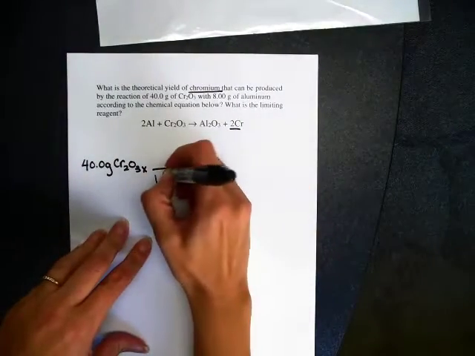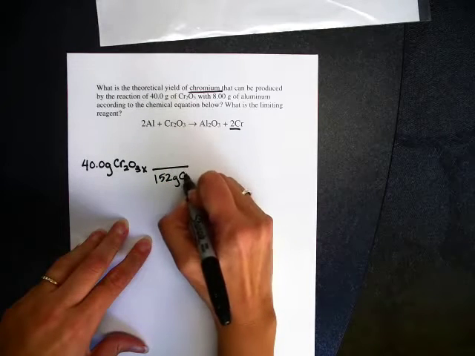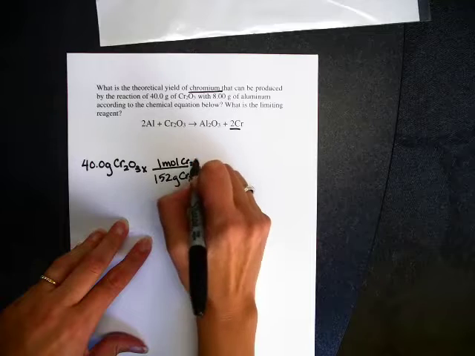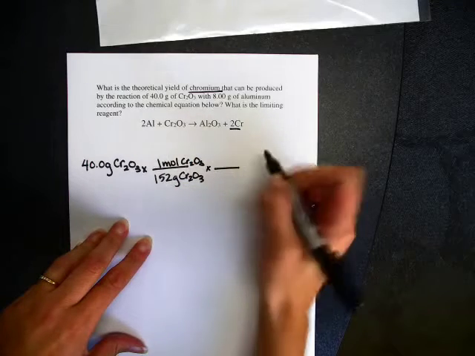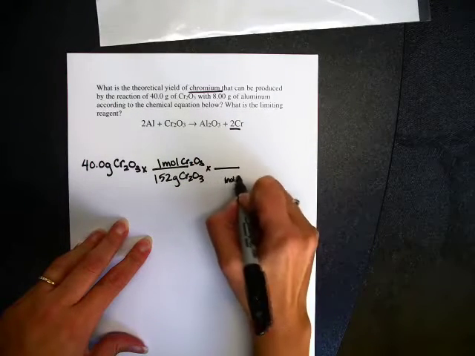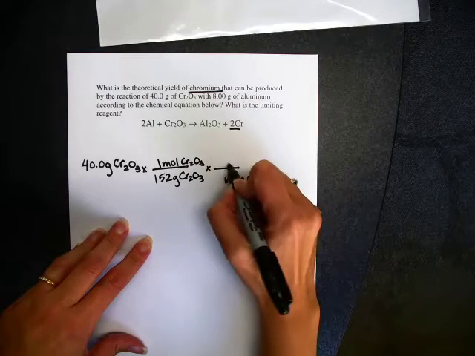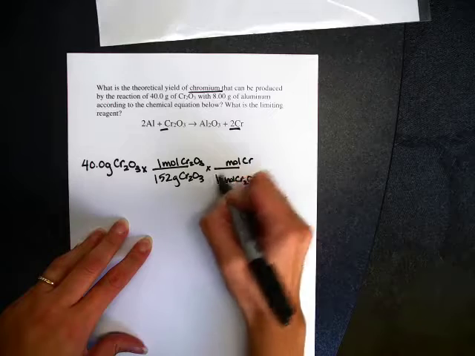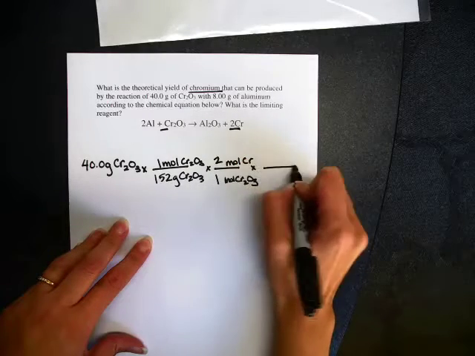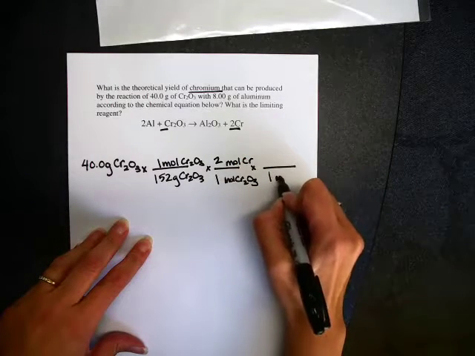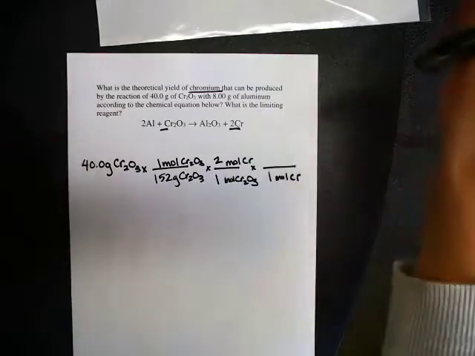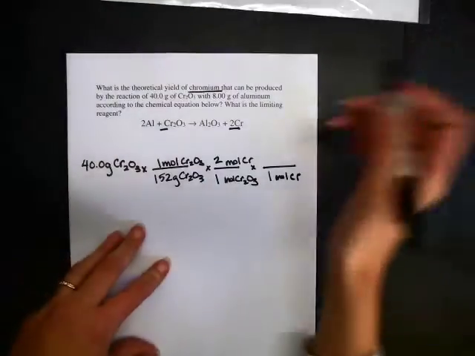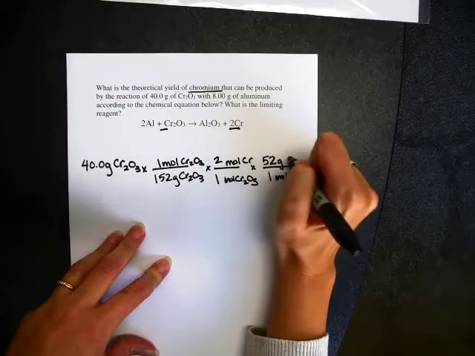I'm going to put the molar mass on the bottom to divide so that the grams cancel, and I'll be in moles of the chromium oxide. Now, what I want to know is how much chromium I can make, so I'm going to go from moles of chromium oxide to moles of chromium. I'm using stoichiometric coefficients. So for every 1 Cr2O3, I can make 2 chromiums. And then I'll see how many grams that is using the molar mass of chromium, which is 52 grams.